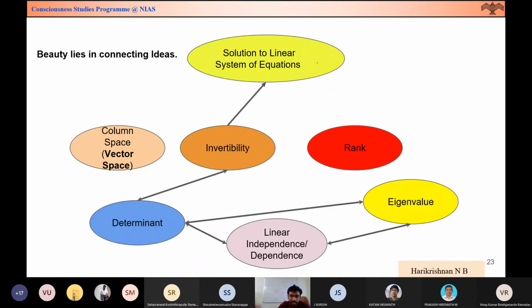Let us try and make it more concrete. If you have a square matrix which is linearly dependent, then one of the eigenvalues goes to 0. The determinant goes to 0. Invertibility does not exist. There is no inverse. And if there is no inverse, then two cases can arise: either you have no solution, or you have infinitely many solutions.